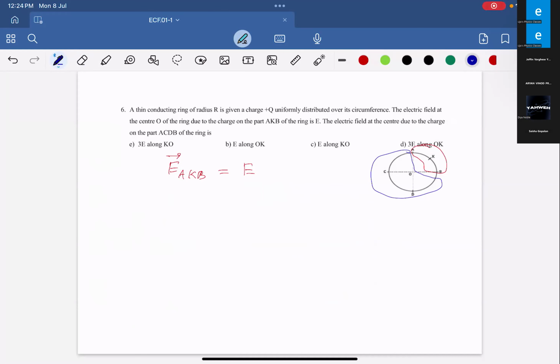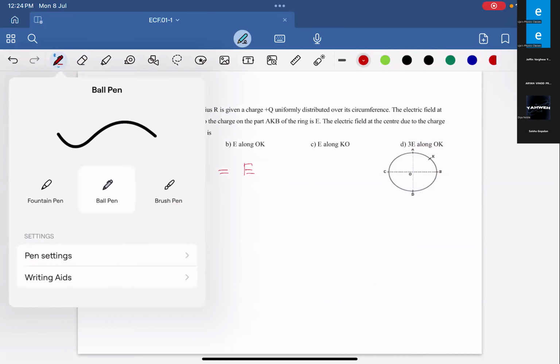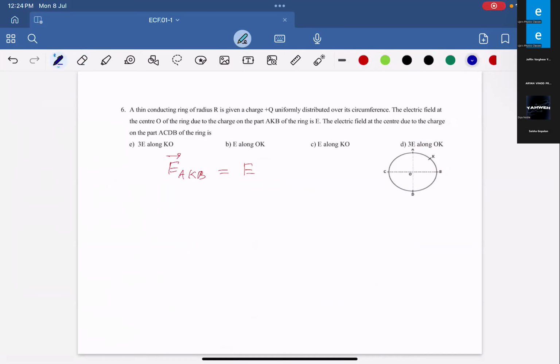First arc is AKB. So basically this is the ring I'm talking about. Until here it is blue, the rest is red. The red part, electric field is E. You have to find the electric field due to the blue part. Hope you understood the question fully. So I can tell you something. By symmetry, what is the electric field at the center? Electric field at the center should be 0.